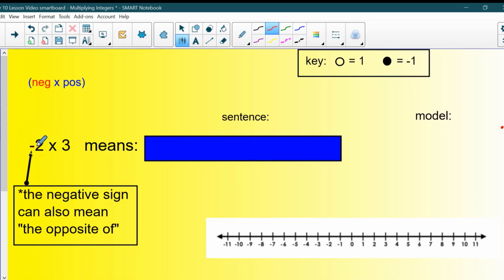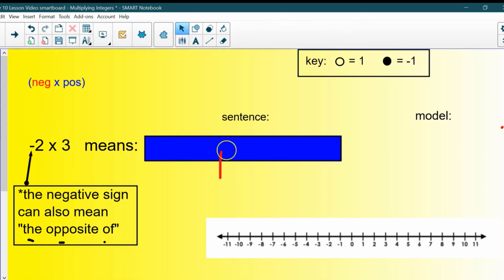So this is where we're going to use a second meaning for this negative sign. So the negative sign can also mean the opposite of. So think about that. This could be -2 or the opposite of 2, right? Same thing. So let's put that into our sentence. So we want the opposite of what? 2 groups of 3. So write that sentence down.